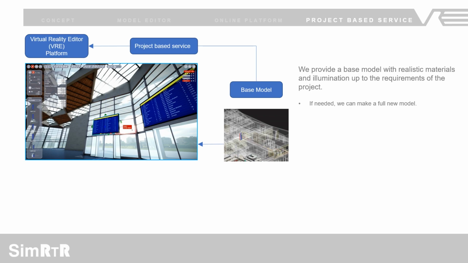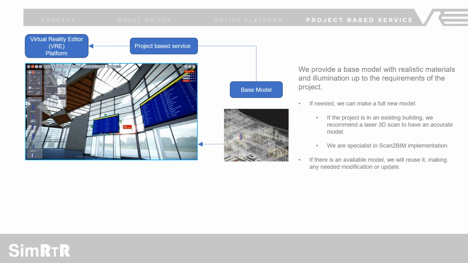If the project is in an existing building, we recommend a laser 3D scan to have an accurate model. We are specialists in scan-to-BIM implementation. If there is an available model, we will reuse it, making any needed modification or update. The use of an available model will not imply any change in its ownership. For long-term projects, we can update the base model for the lifetime of the project.